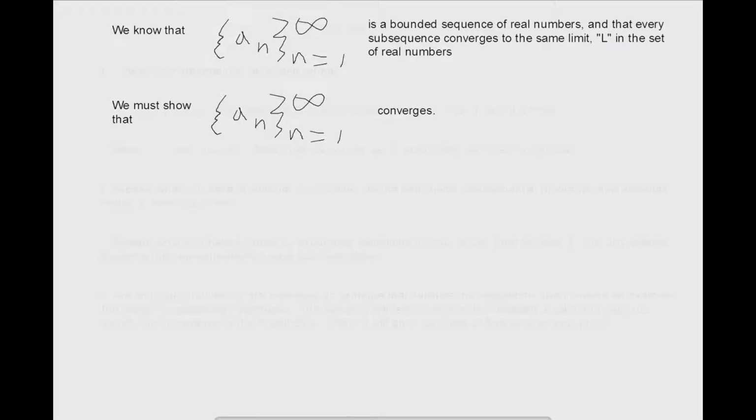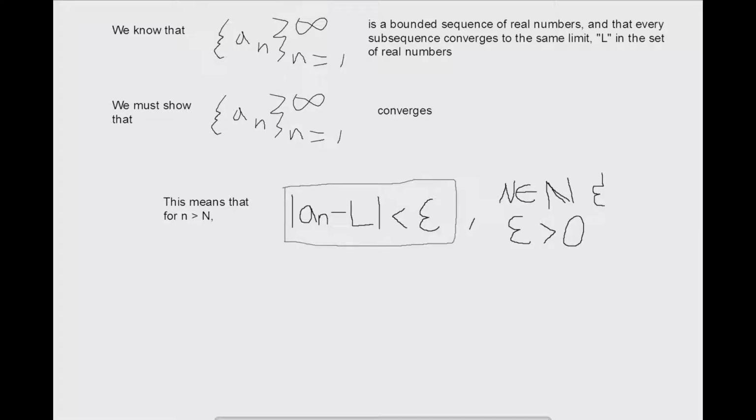As you can see on the screen, I translated this into my know and my show, and I expanded my show to say that the absolute value of a_n minus L is less than some epsilon, where n exists in the natural numbers and epsilon is greater than 0. This is the definition of convergence that I'll be using to complete my proof.